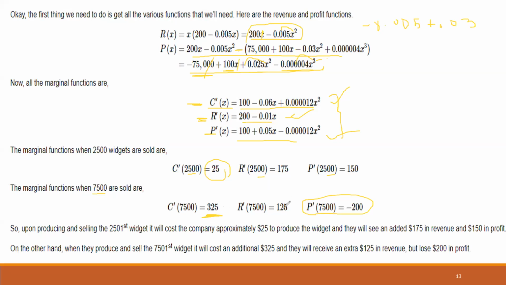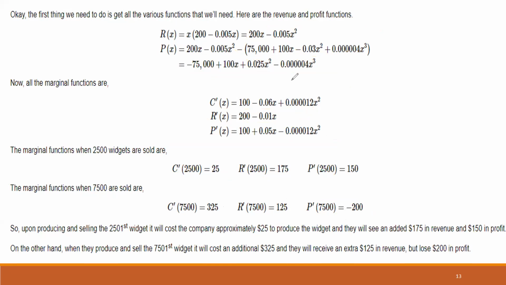$325, but they're only going to get a revenue of $125. Therefore, they made a loss of $200 in profit. Any question?